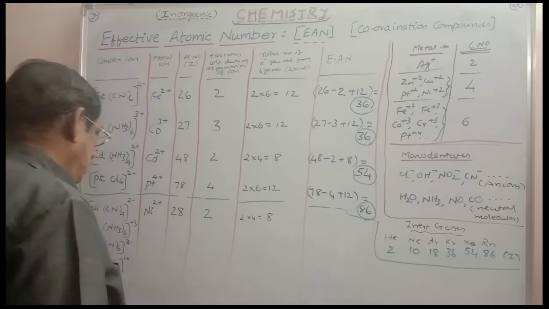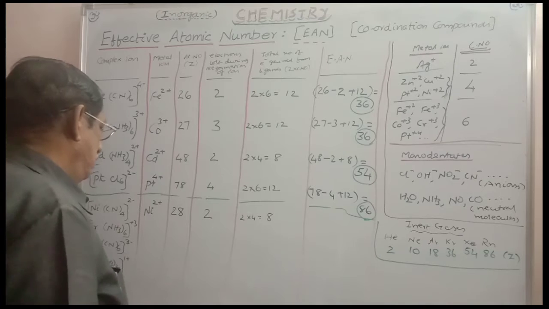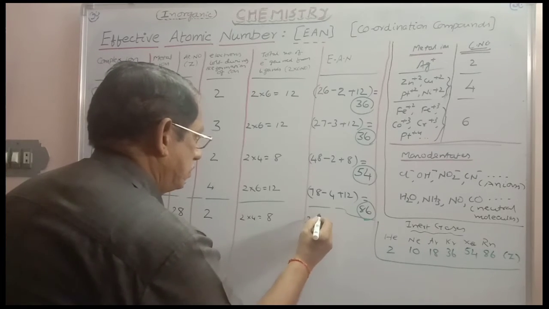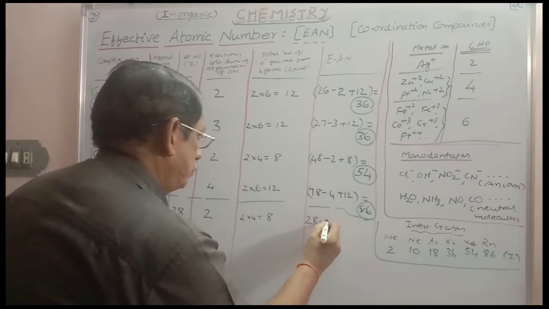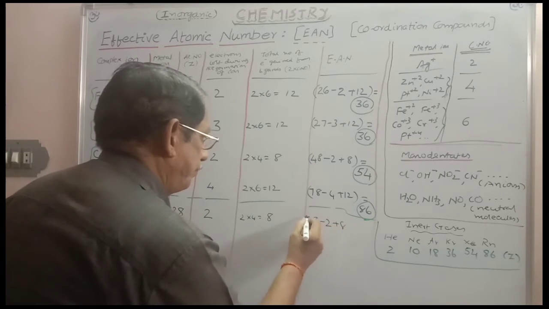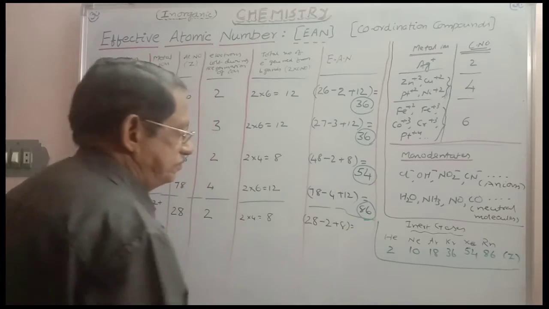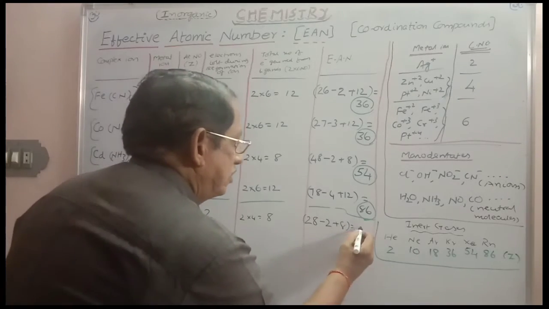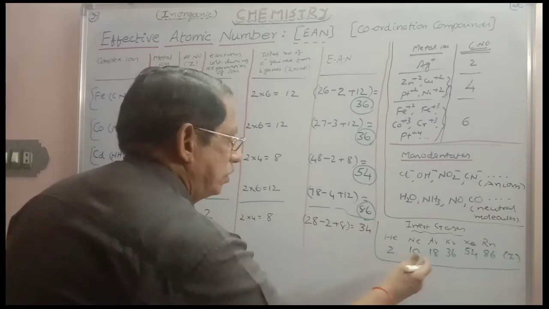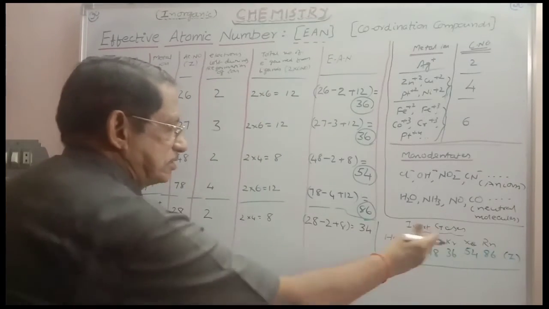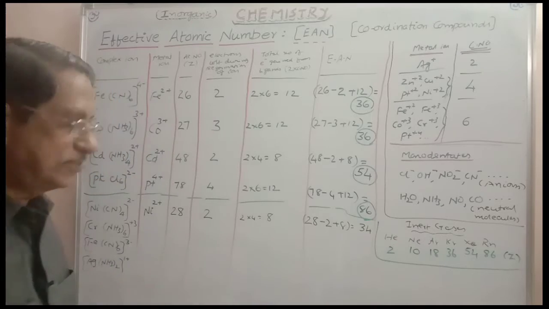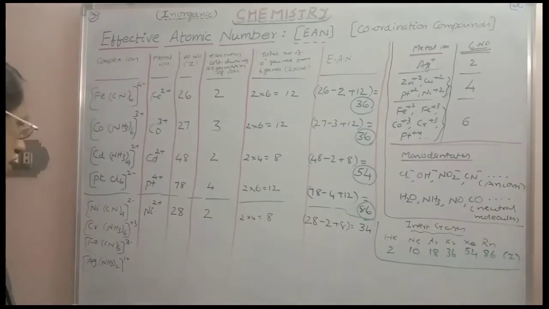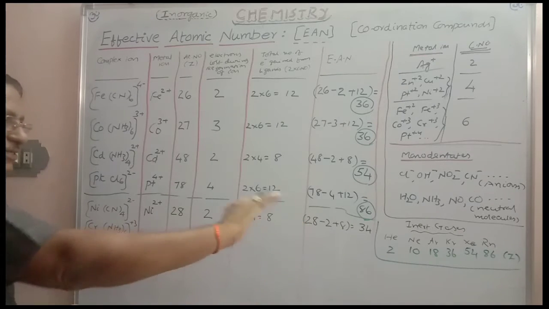And then effective atomic number: 28 minus 2 plus 8. How much is it? 28 minus 2 is 26, plus 8, 34. It is not the nearest inert gas configuration. 2 electrons less than the krypton structure. This is the effective atomic number. It is not satisfying the inert gas configuration.